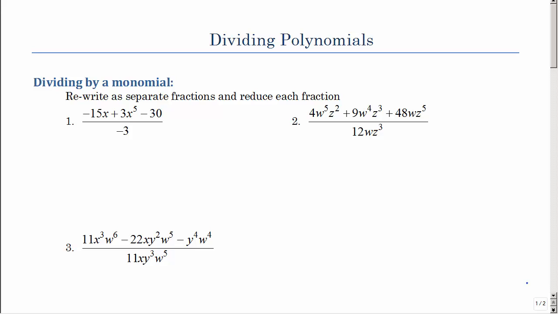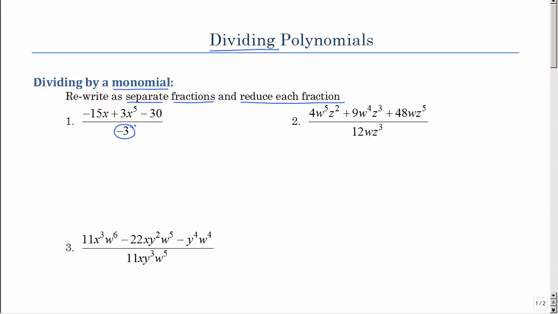In the last few lessons, we have looked at how to add and subtract polynomials, multiply polynomials, and now we're going to look at dividing polynomials. And we're going to look at two different types. The first one is we're going to divide by a monomial. Remember, that's one term. That's the easiest type of division because we can rewrite it as separate fractions and just reduce each fraction. Using our laws of exponents and other knowledge that we already have, this is going to be really easy. So you can always separate a numerator but not a denominator.